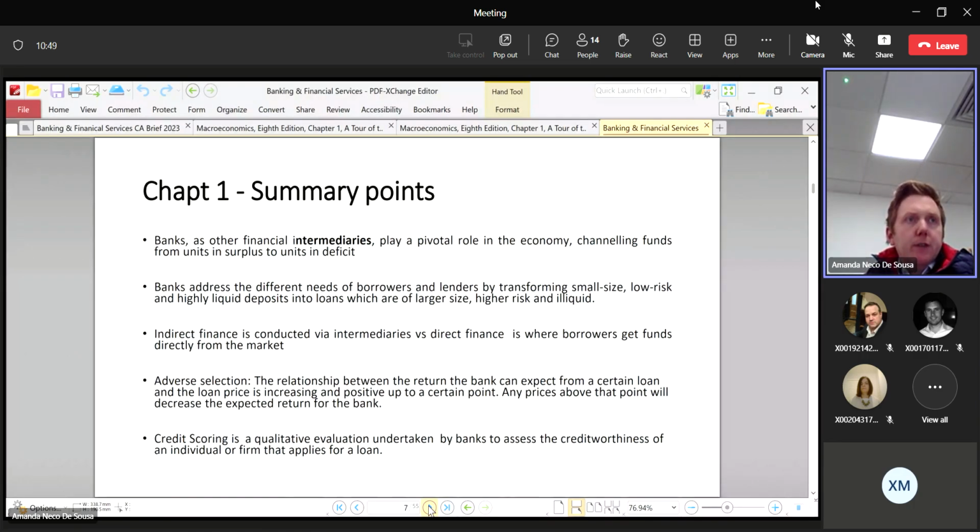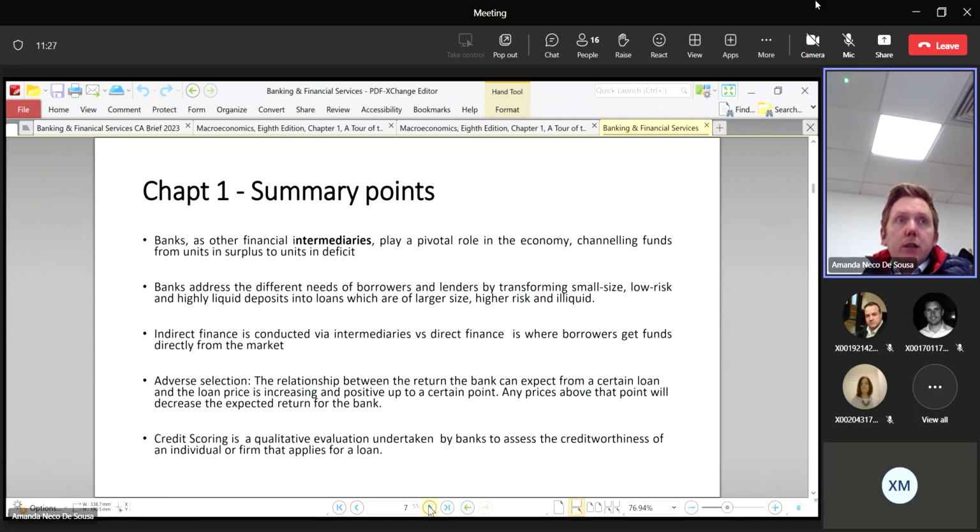Indirect finance is conducted by intermediaries, versus direct finance, where the borrower gets the funds directly from the market. We touched on the concept of adverse selection. The relationship between the return the bank can expect from a certain loan and the loan price is positive up to a certain point, and then for any price above that point there is a decrease in the expected return for the bank, as ultimately they will only end up lending to borrowers they effectively don't want to lend to.